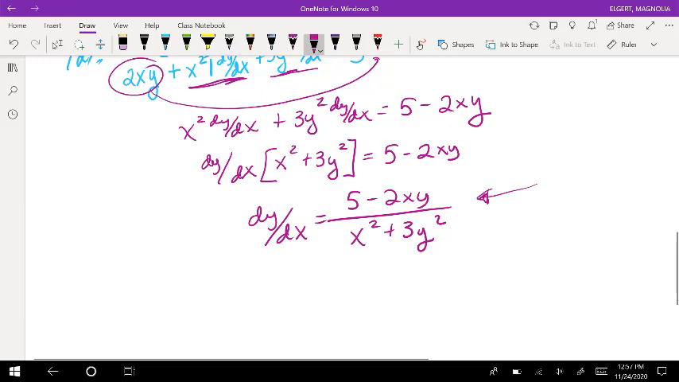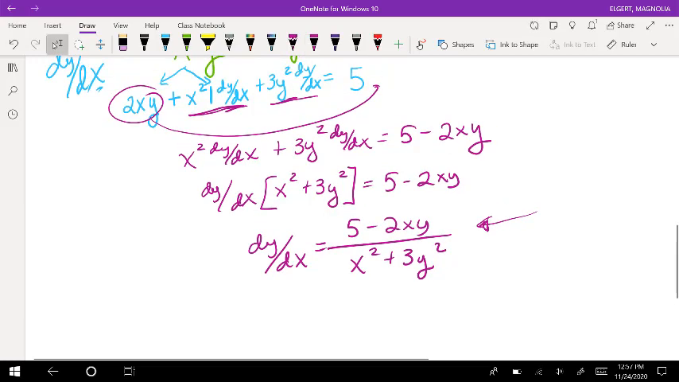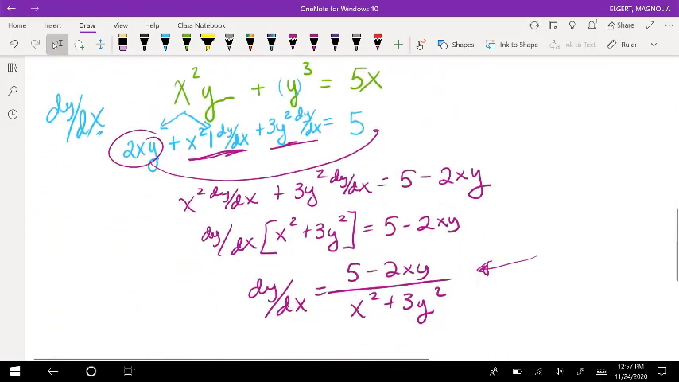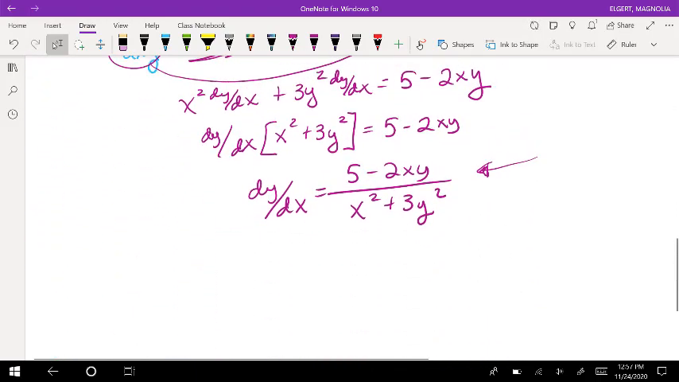So with implicit, you can still use the product rule, the chain rule, the quotient rule, any of the rules, power rule, obviously. So that's kind of a little preview of implicit differentiation. What you're going to do is a little assignment using that.